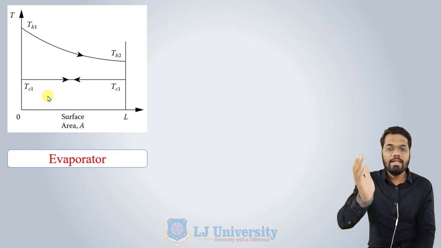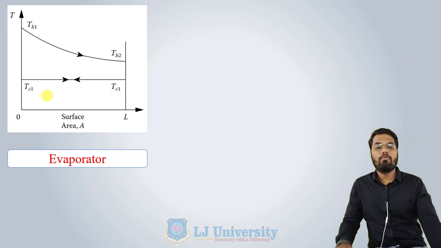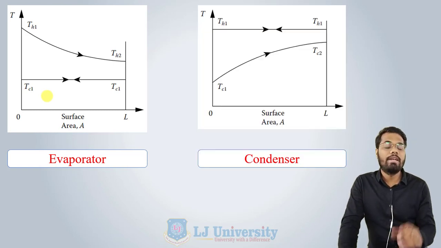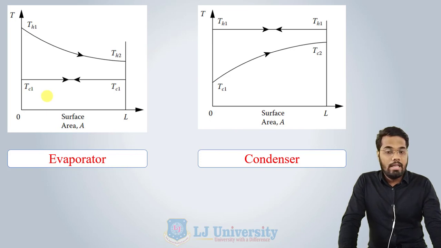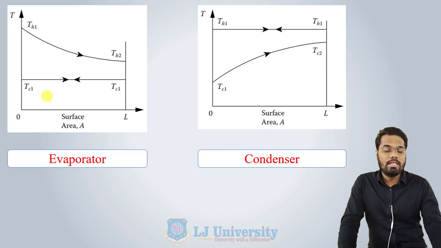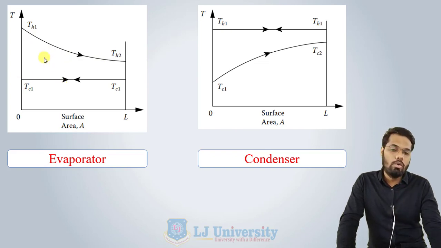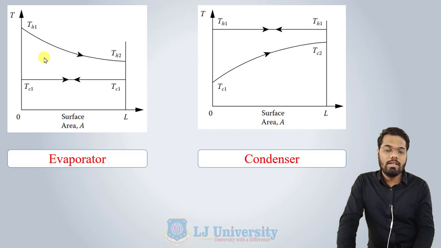We have classified heat exchangers based on the change of phase. So according to change of phase, there are two types, evaporator and condenser. In an evaporator, we know that the temperature of the cold fluid remains the same, because whatever heat is released from the hot fluid and received by the cold fluid is the latent heat for the cold fluid. So here the phase change of the cold fluid takes place.